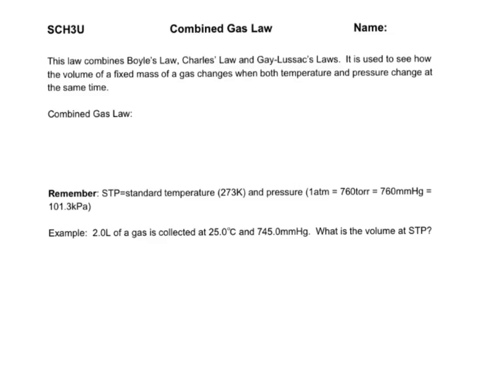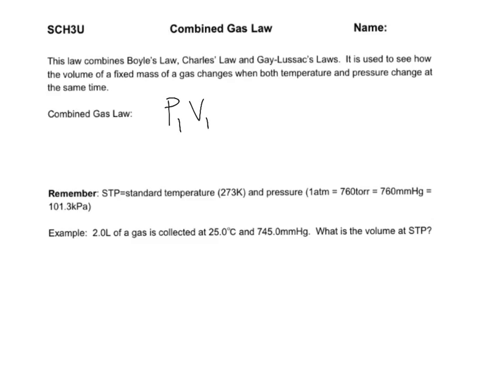This video is going to go through the combined gas law, and just as the name suggests, this law combines Boyle's law, Charles' law, and Gay-Lussac's laws. It's used to see how the volume of a fixed mass of gas changes when both temperature and pressure change at the same time, or at least you're solving for one of the unknown variables between pressure, volume, and temperature. So the combined gas law is written as follows.